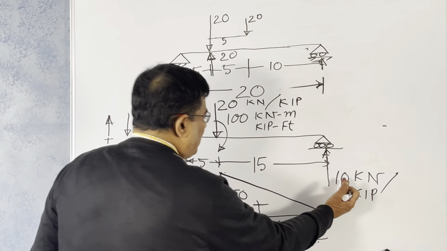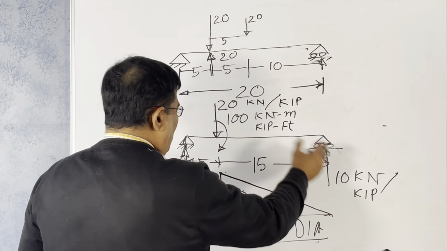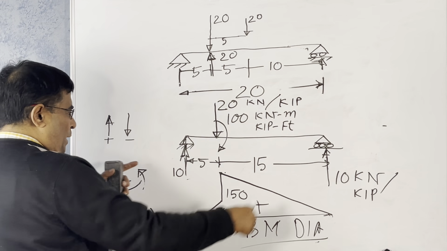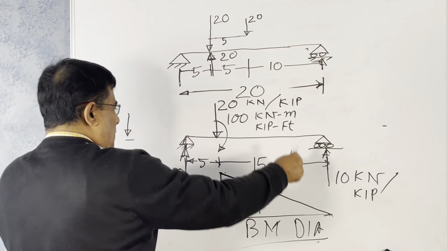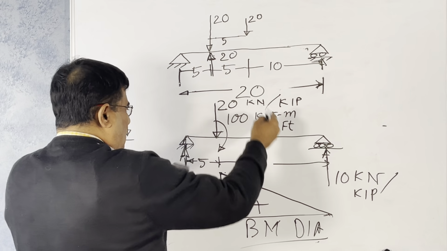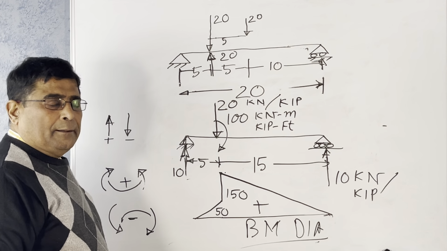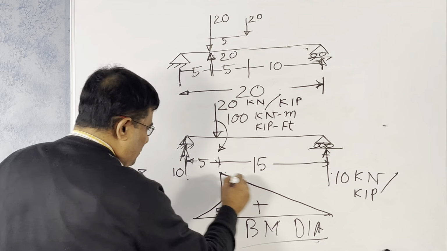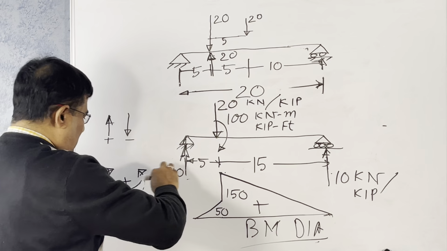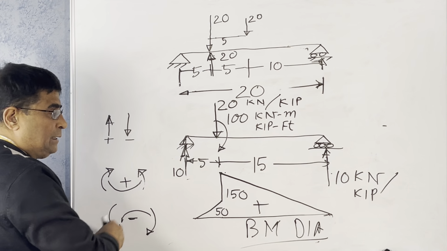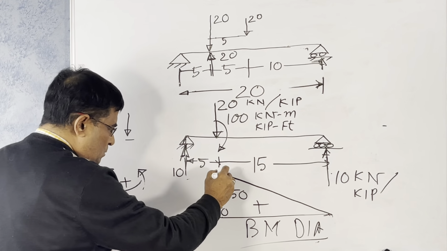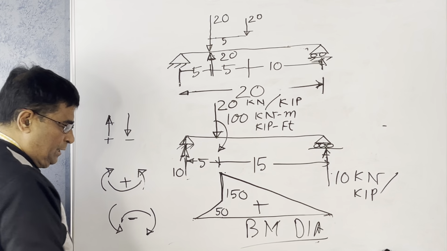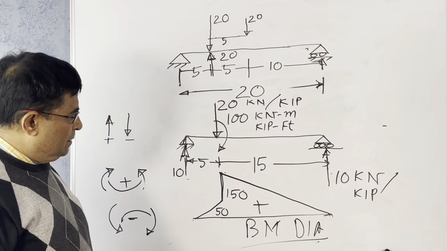Now if you consider from right to left, so it is positive, sagging moment. It will bend like this, anti-clockwise movement. So 10 times 15, 150 from here to here. Then 100 comes in, a negative moment coming in. So it is reducing the value by 100, remaining 50. Then join these two ends, it is 50.